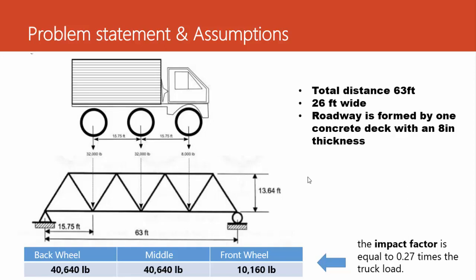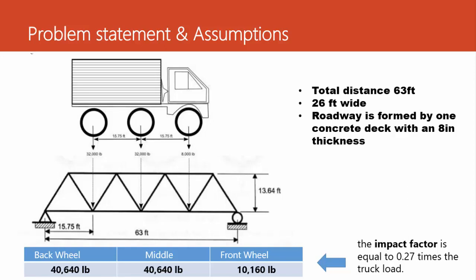Since the roadway is carried by the lower chords of the truss, it is assumed here that the weight of the truck will be applied at the joints of the lower chord. We will assume that each axle of the truck will produce one load with a magnitude equal to the one shown in the picture, including the impact factor.